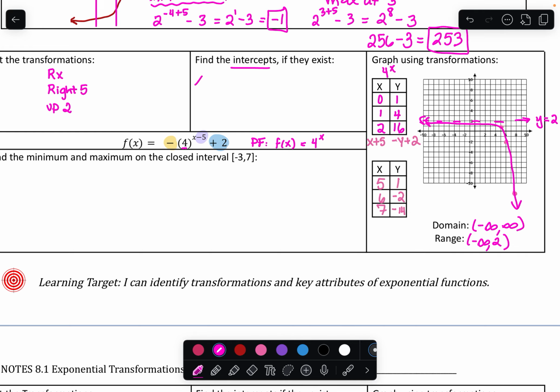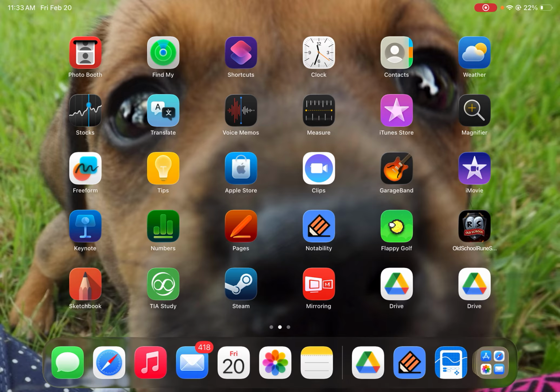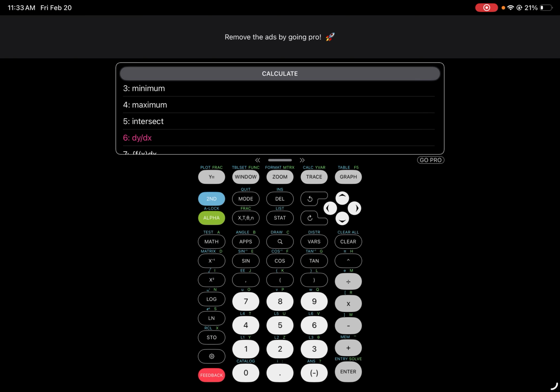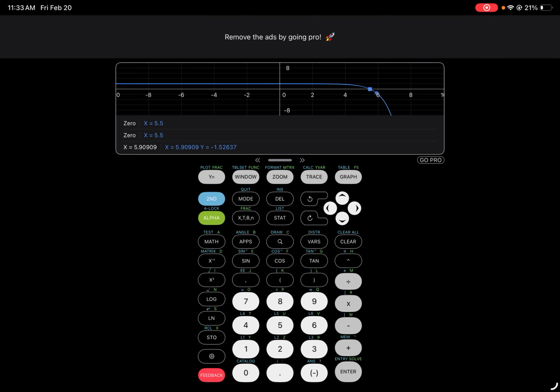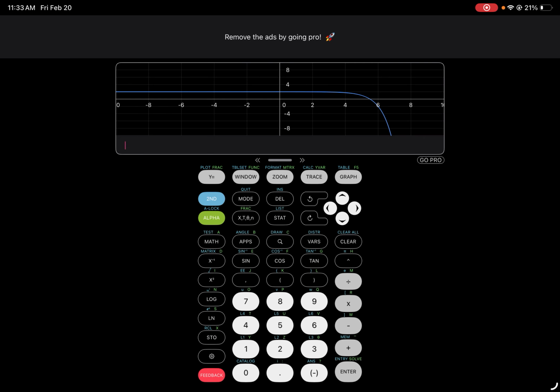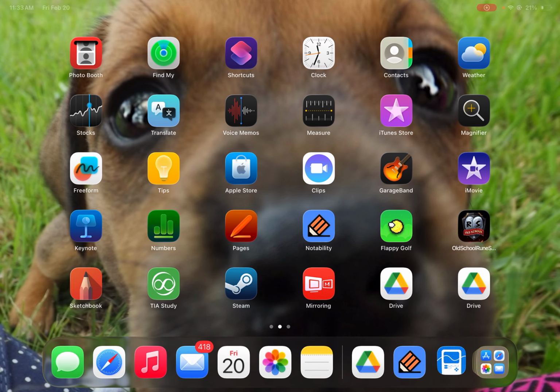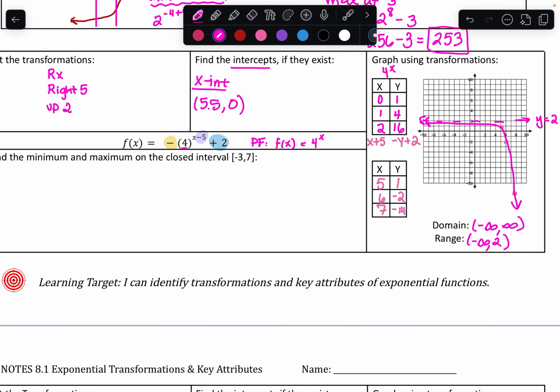Okay, so our x-intercept is at the value 5.5, 0. You can also calculate the y-intercept using your calculator. If you do second trace, you scroll through the options, you'll see that it's not a specific option, but you can do value. So you do where x equals 0, and it'll tell you what the y value is, 1.99002. And it's the same thing on the TI-84. So I'm going to round that to 3 decimal places. I get approximately 1.99.